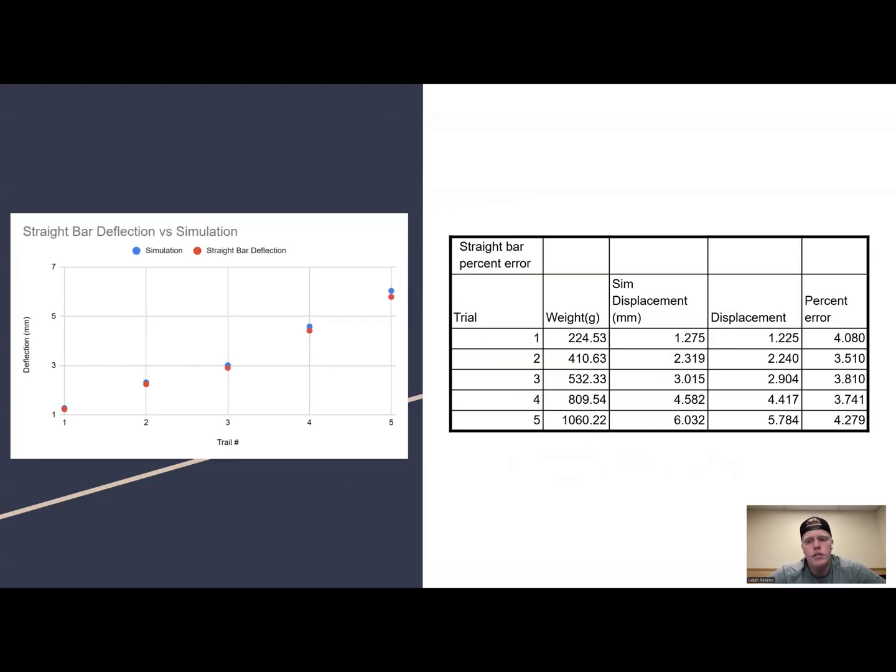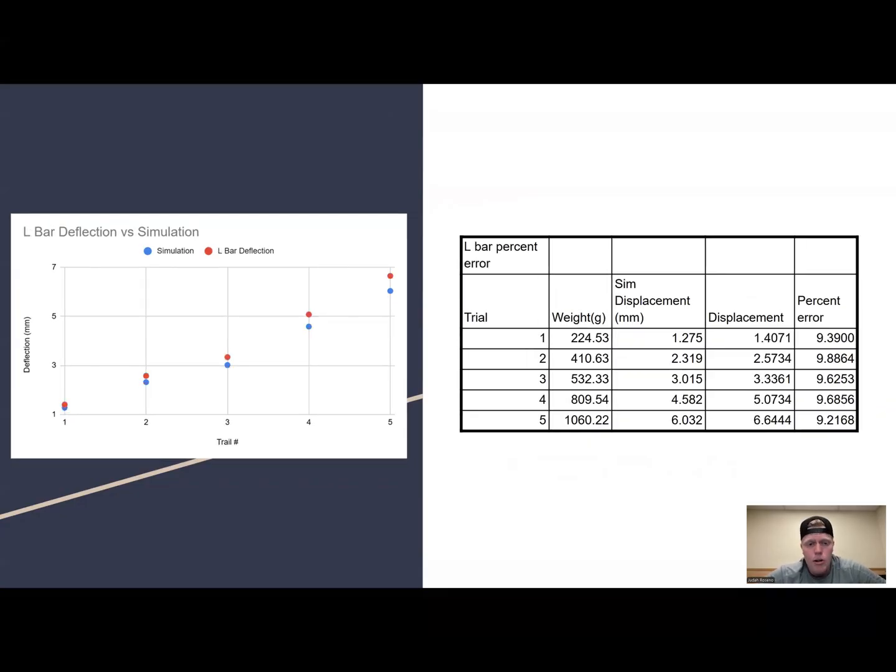Our straight bar deflection was a lot closer. However, this time the simulation overestimated what was actually going on with the straight bar. And then the L bar was a lot closer to the hand calculations, and the simulation therefore underpredicted, with an average percent error of around 9 to 10.